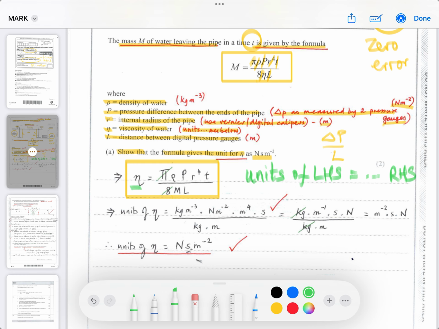So I've made eta the subject by dividing both sides by m and multiplying both sides by eta, and that means we can work out the units of the left-hand side, which should be eta, from the units of the quantities that have units. Pi doesn't have a unit and the number doesn't have a unit, so we can eliminate those in terms of units. Density is kilograms per meter cubed, so that's rho. Pressure is newtons per square meter, so that's capital P.